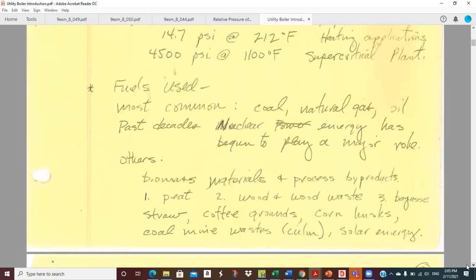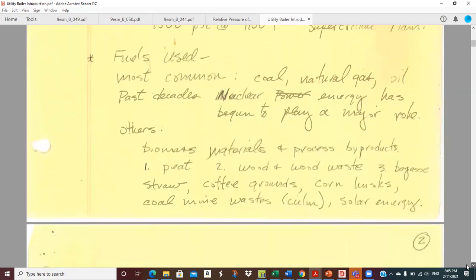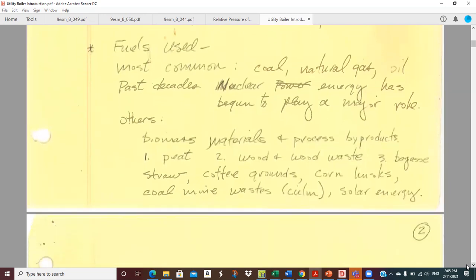Fuels. Well, back in the day, it was coal, natural gas, and oil. Now we've got coal on the decline, natural gas on the increase, because it's cheap right now. Oil is flat to going away for power gen. It's just too expensive.